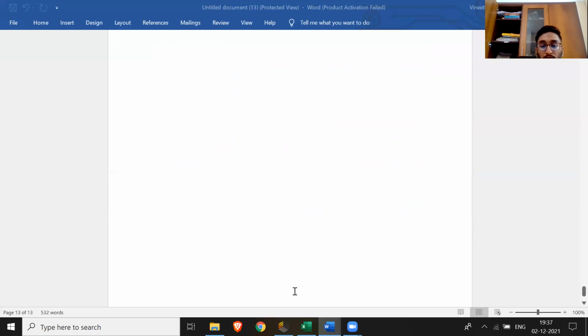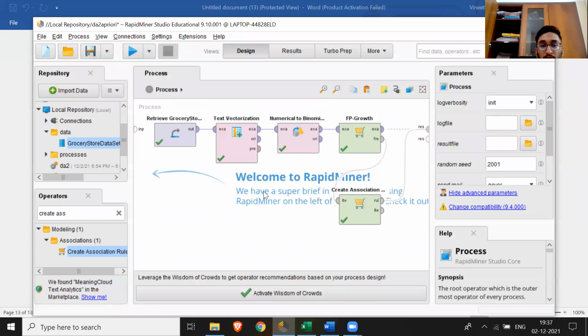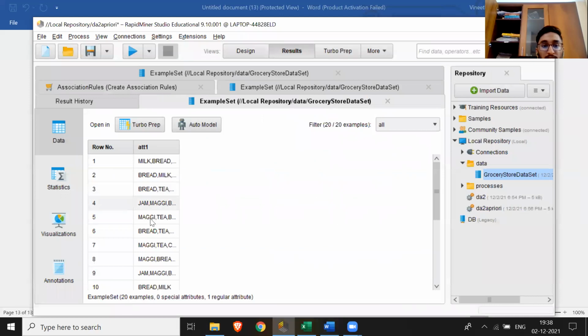Now I would like to simulate this with the help of this software called RapidMiner, and the data set I've chosen for this is the grocery data set. And we see all these rows. Each row is a transaction, and these are the values.